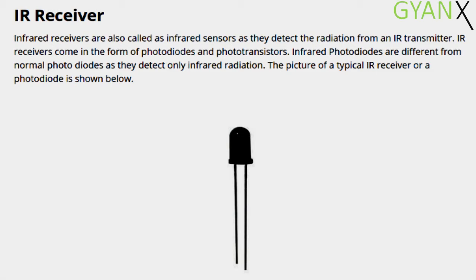IR receiver. Infrared receivers are also called infrared sensors as they detect the radiation from an IR transmitter. IR receivers come in the form of photodiodes and phototransistors. Infrared photodiodes are different from normal photodiodes as they detect only infrared radiation. The picture of a typical IR receiver or a photodiode can be seen on your screens.